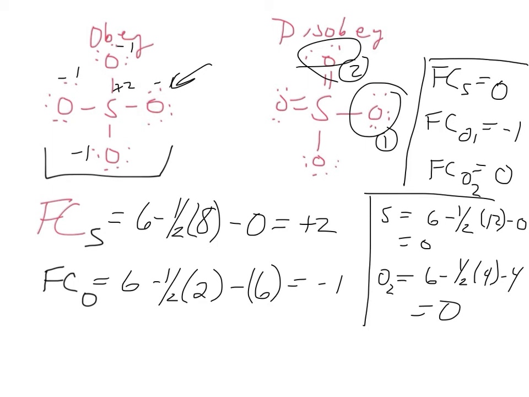So which one's better? The one where we disobey the octet rule is actually best, because we want a good formal charge calculation. What makes good Lewis structures is low numbers of charges. In other words, the first one had a charge on sulfur and 4 oxygens. It had 5 total charges. Not good. The second one only had 2 charges.